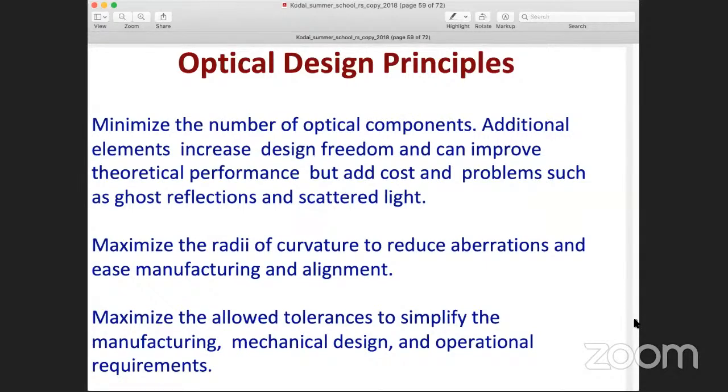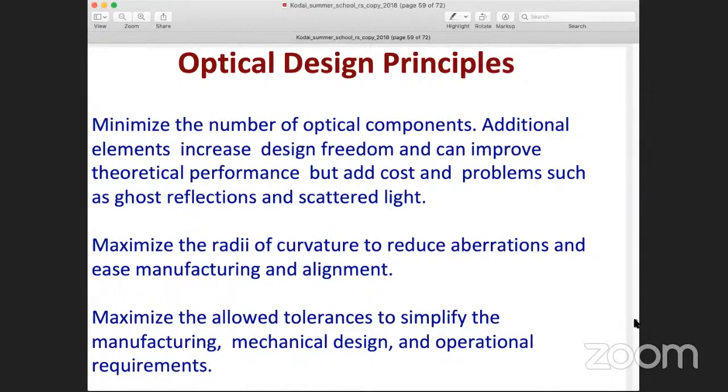So basically, my first principle is to minimize the number of optical components, because each and every component is going to scatter some amount of light. They are going to lose light. In the case of stellar astronomy, you are always starved of photons, so we should minimize the number of optical components. Additional optical elements increase the design freedom and can improve the theoretical performance, but also add cost and problems such as ghost reflections and scattered light.